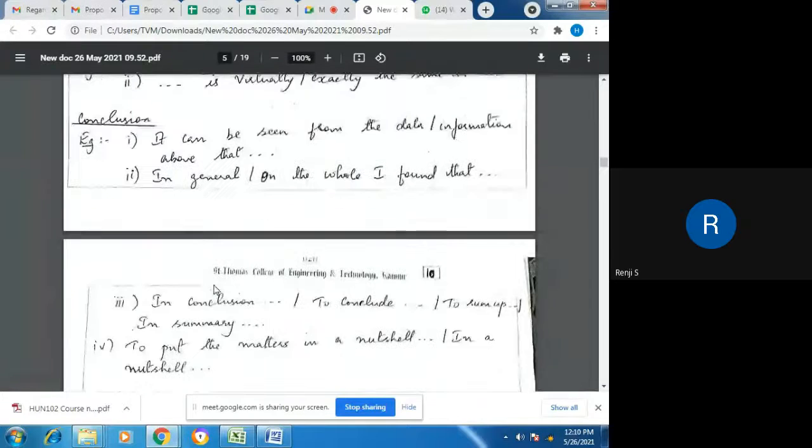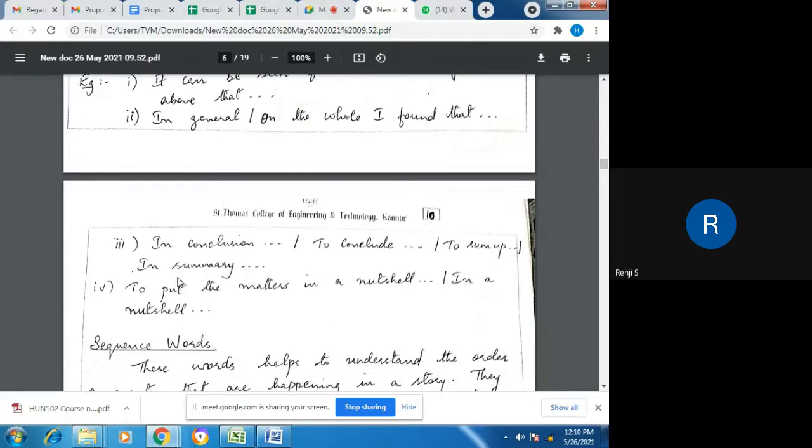Then another is conclusion. When you conclude, you can use sentences like, it can be seen from the data or information that. So concluding sentences, we conclude about something that we have already read or already received. So we say that it can be seen from the data or information, or in general, on the whole, it is found that, etc. In general, it is found that, or on the whole, it is found that, or I found that, etc.